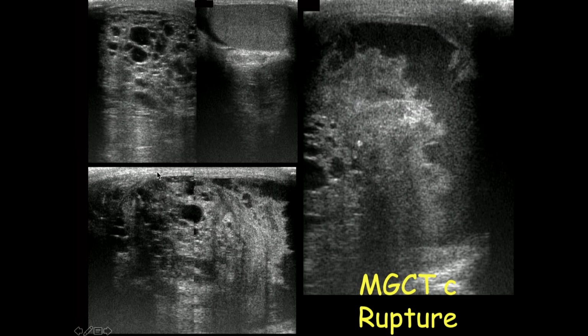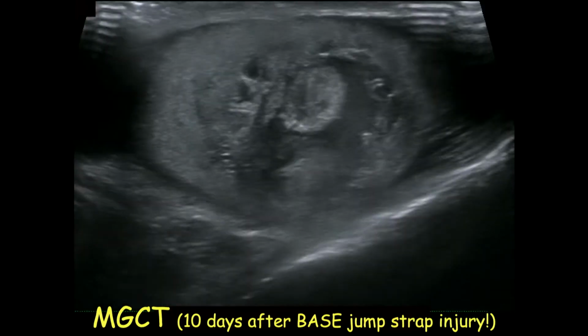This kid was playing hoops, got hit in the groin. Here's the mixed germ cell tumor that ruptured. Here's the hematoma. Here's the hematocele. So again, always look for an underlying tumor in the setting of trauma.